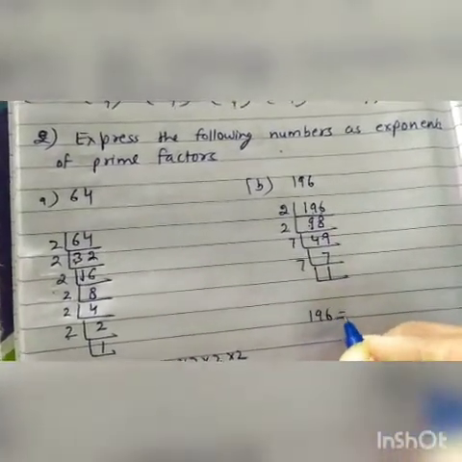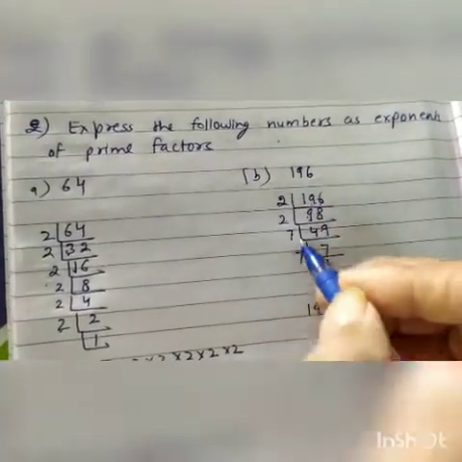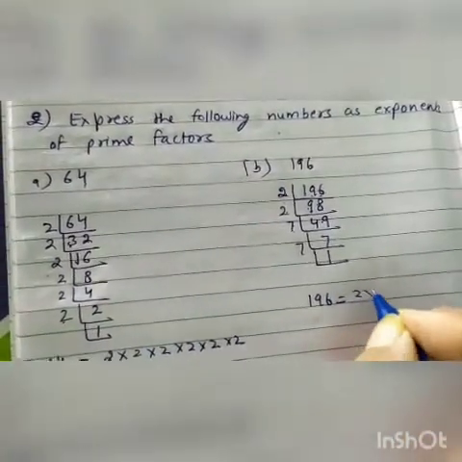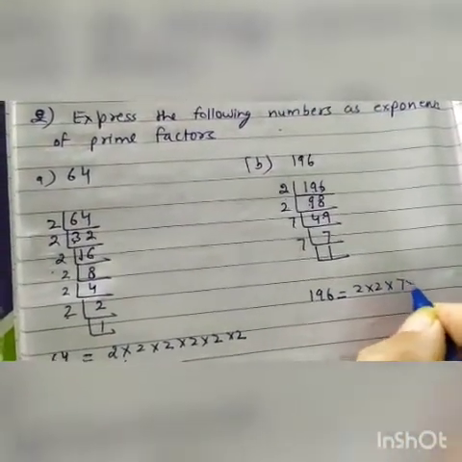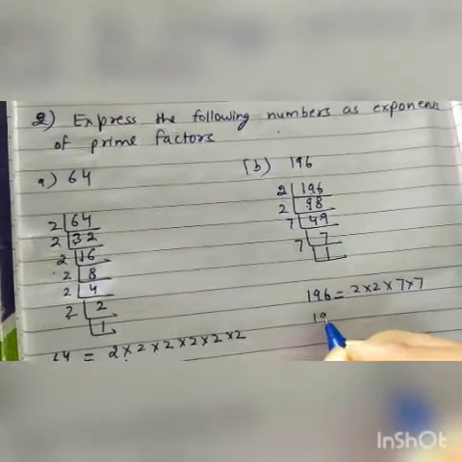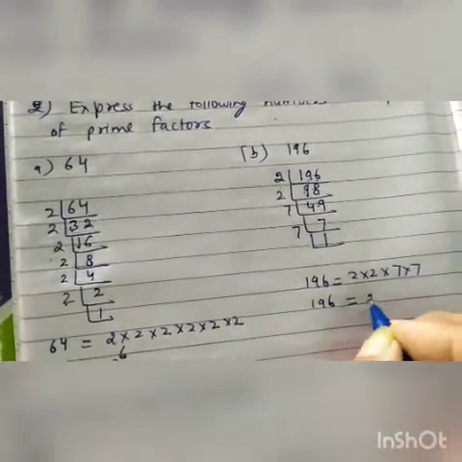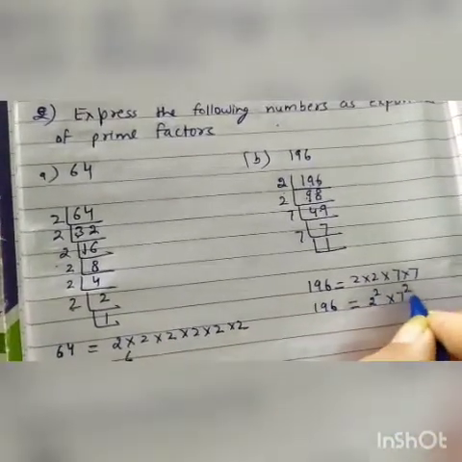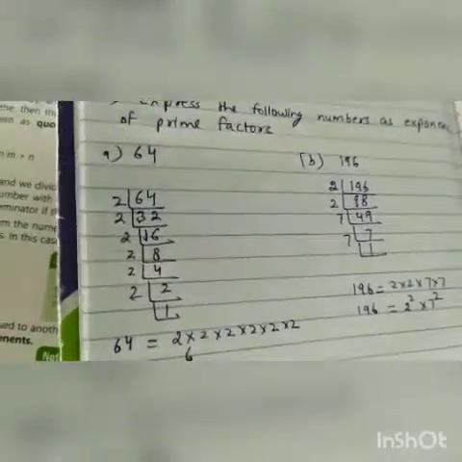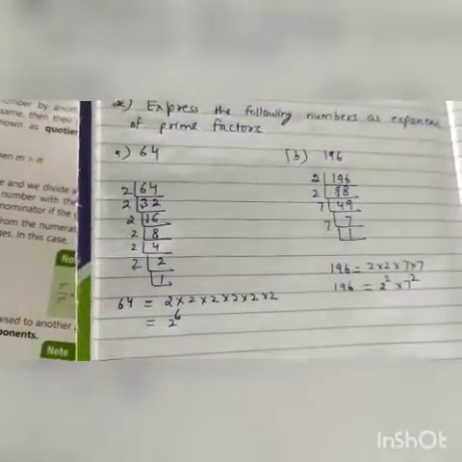For 196 we are getting 2 times 2 and 2 times 7, 2 into 2 into 7 into 7. So we can write 196 is equal to 2 power 2 into 7 power 2. Then next part.